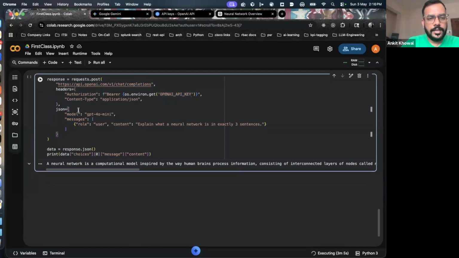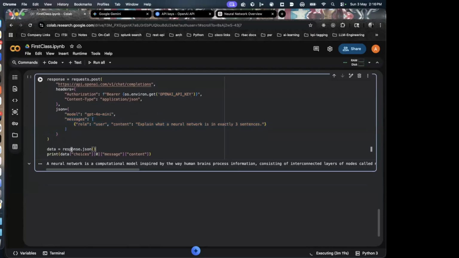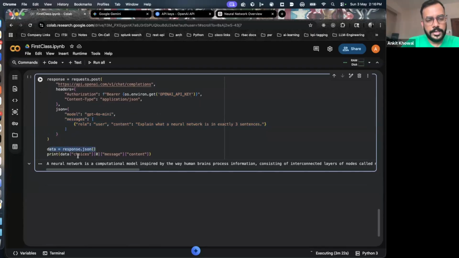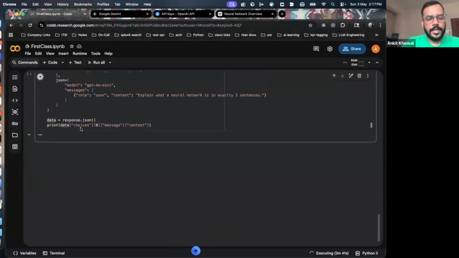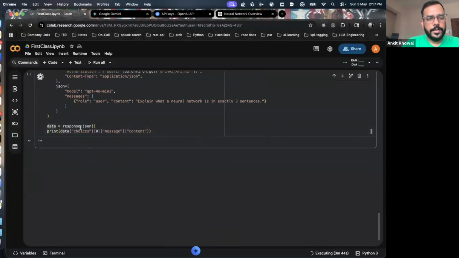And then in the body, I pass that I want to use this particular model, and I pass the messages in the same format. Role user, content: explain what a neural network is in exactly 3 sentences. It will hit this API, get me the JSON response, and print the messages. When I get the data, it will have choices, message, content, like this. So this is a way of calling it via API. So we learned the SDK method and the API method. Now, if you want to actually visualize, okay, we'll wait for the response.